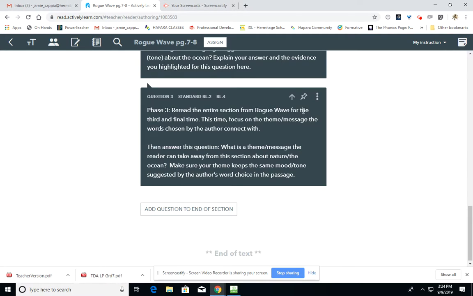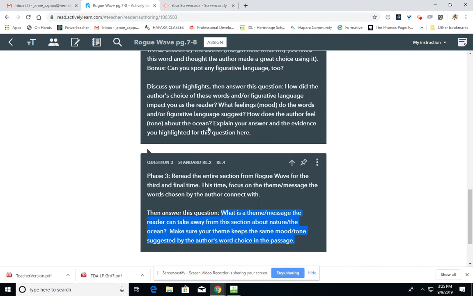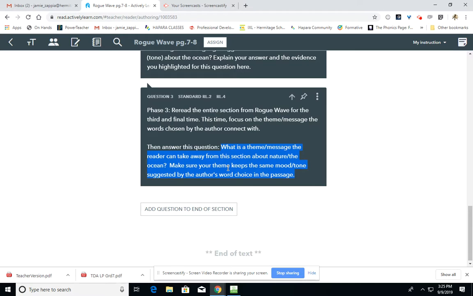So the question reads, reread the entire section for a third and final time. Focus on the theme or message that kind of comes into play using the words chosen by the author. So decide, some of these words chosen by the author, what message or theme might they connect to? You have nothing to highlight for this third phase reading, but I do want you to answer and discuss this question as a group. What is the theme or message the reader can take away from this section, specifically about nature in the ocean? So when we talked in the last phase about the mood and the tone given from the words that you thought were great choices by the author, if you had to put into words, what is their message about nature, about the ocean?